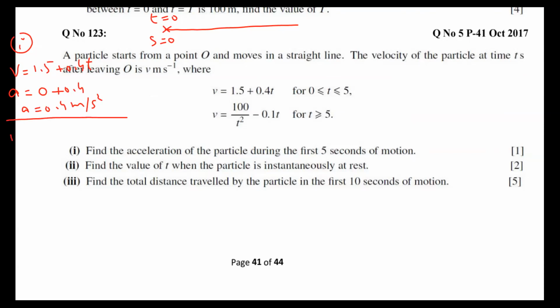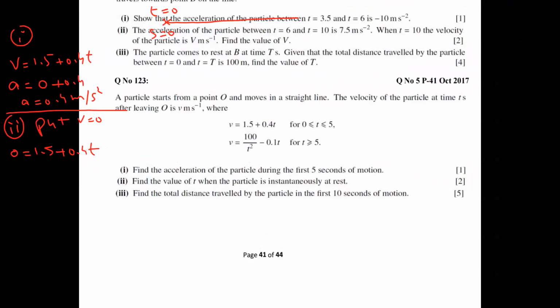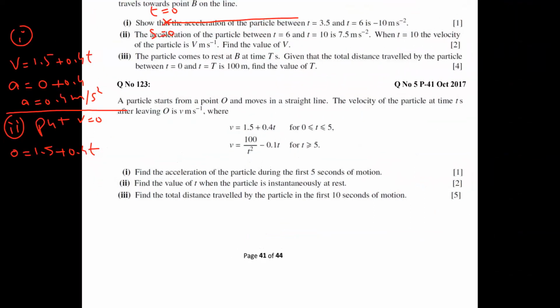Now I'm doing part number 2: find the value of the time t when the particle is at rest. I discussed many times that at rest means the particle stops, so velocity is 0. So I will put velocity equal to 0 in the first equation: 0 equals 1.5 plus 0.4t. Let's see what answer turns out to be. One point is important here.